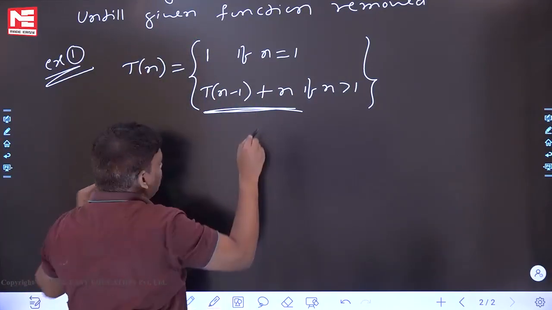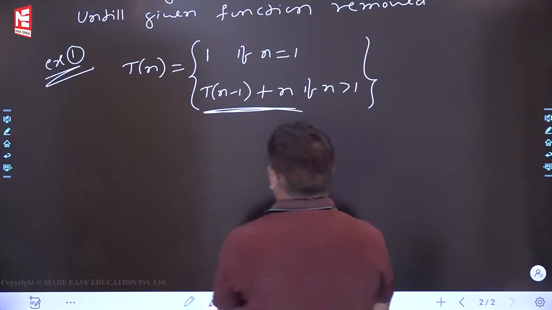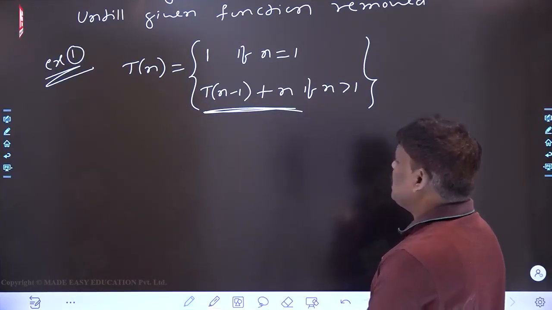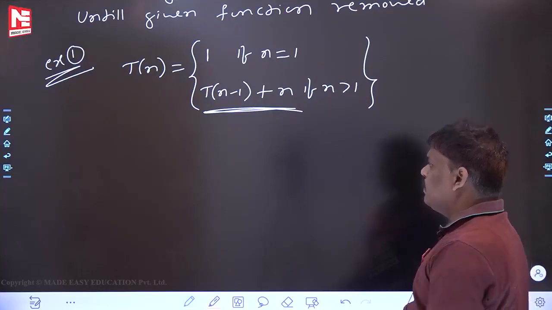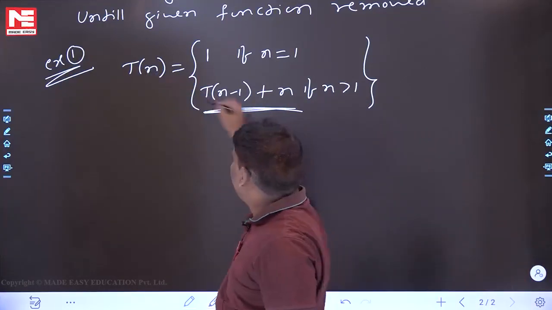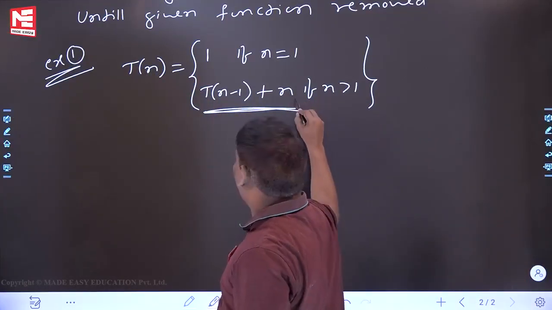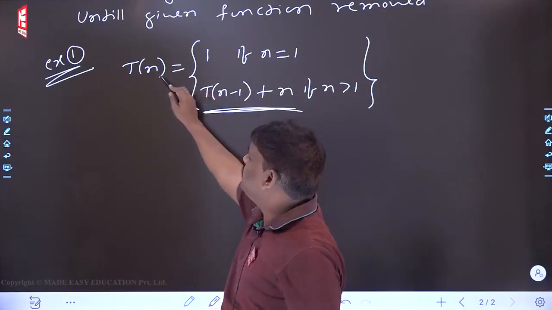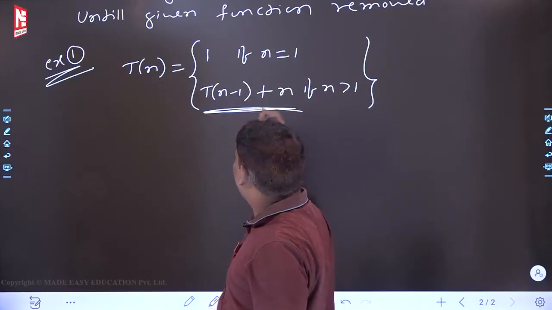See, read the second part: T of n is equal to T of n minus 1 plus n. This is the major one. If you are okay with that, then say what is T of 10? T of 10 is equal to T of 9 plus 10.